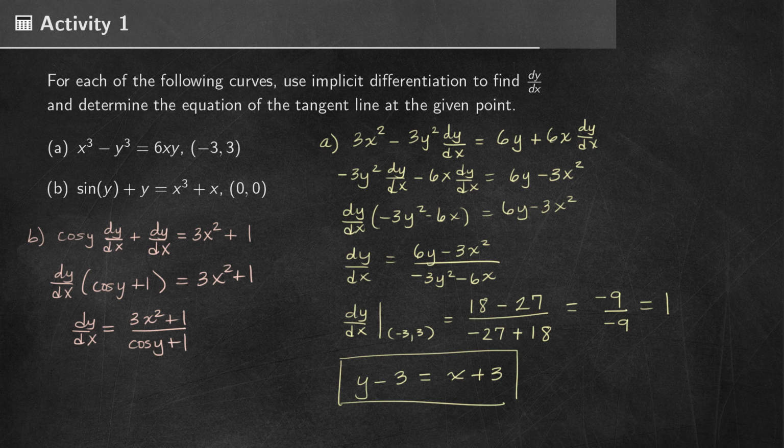And we want to find dy/dx at the point 0, 0. So I'm going to substitute in 0 for x and 0 for y. 3 times 0 squared plus 1 is 1. The cosine of 0 plus 1 is 2. So my slope is 1/2. And my equation is passing through the point 0, 0. So it'd be y minus 0 equals 1/2 times x minus 0, or just y equals 1/2 x.